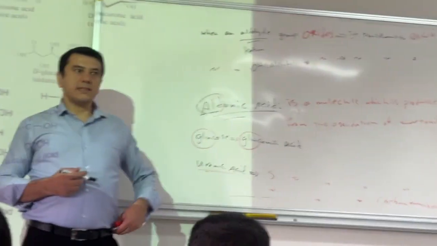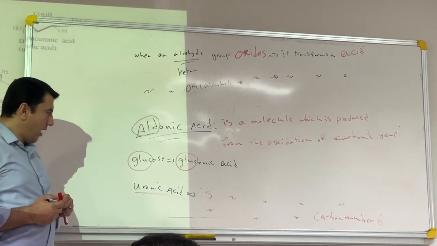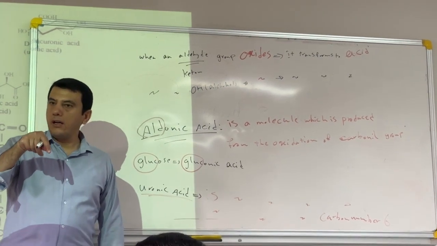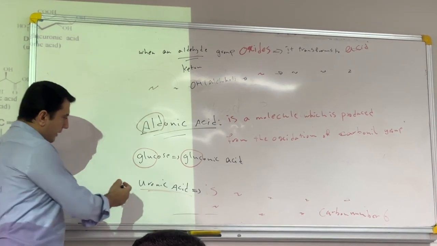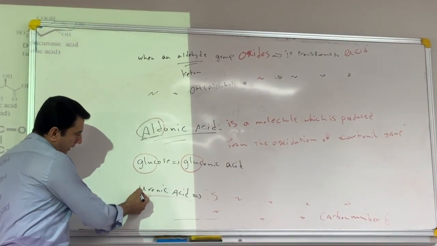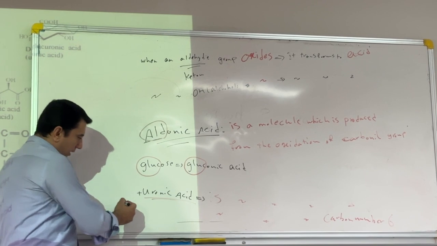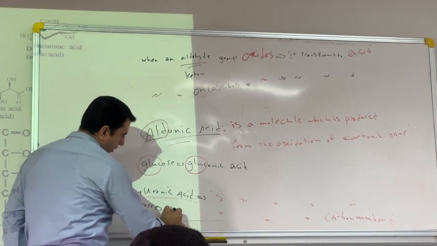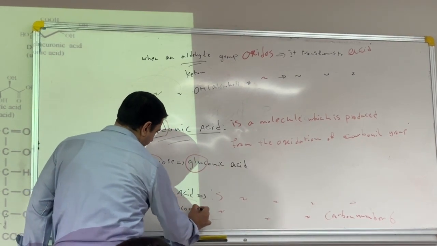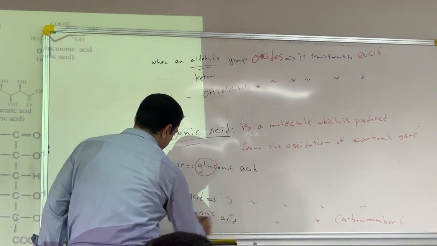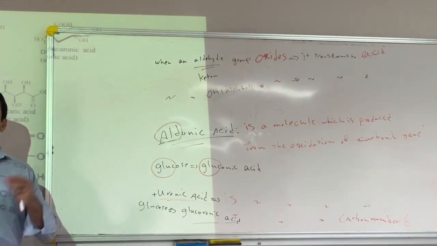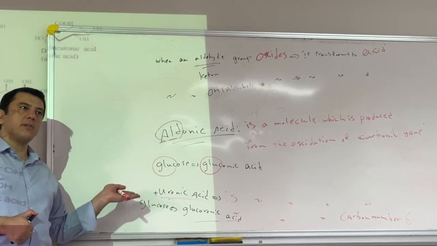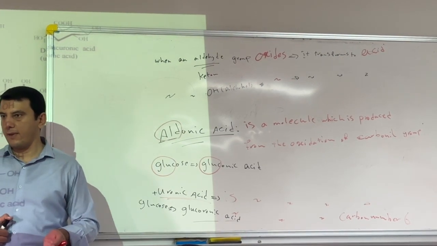You can substitute the name of the sugar before this part. For example, for glucose we have glucuronic acid. For galactose we have galacturonic acid. For mannose we have mannuronic acid, and so on.